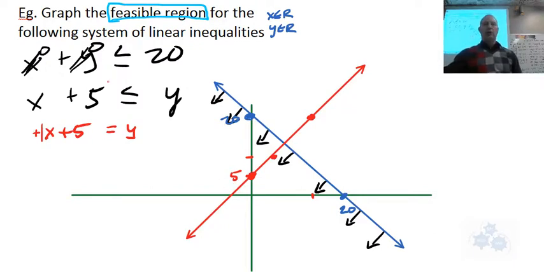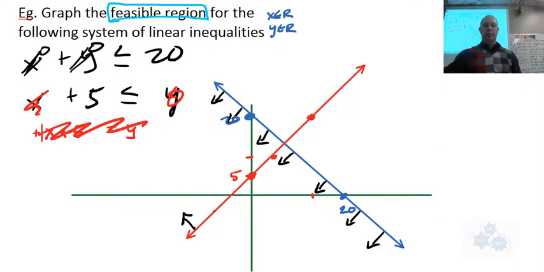Okay, so which side is going to satisfy this inequality? Again, let's pick (0, 0). It's pretty easy, right? So this is gone, this is 0. So 0 plus 5, is 5 less than 0? Is that true? No, it's not true. So (0, 0) is not in the feasible region.